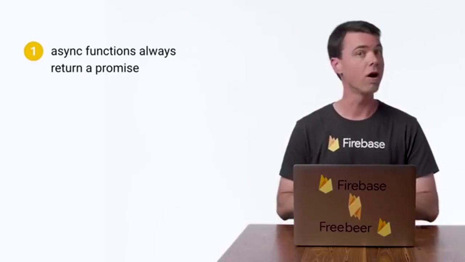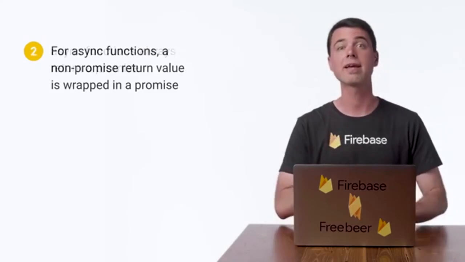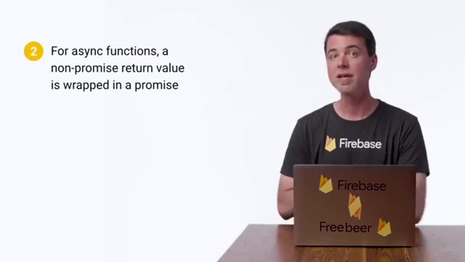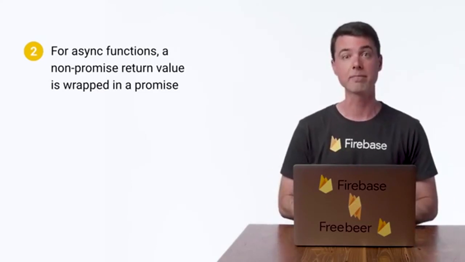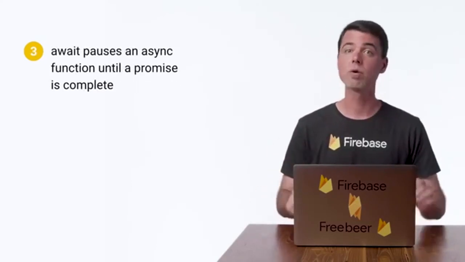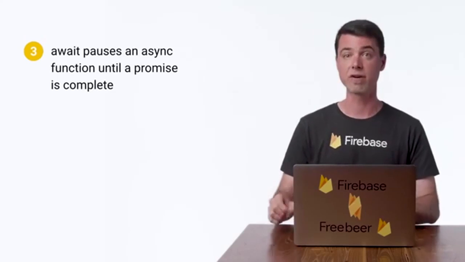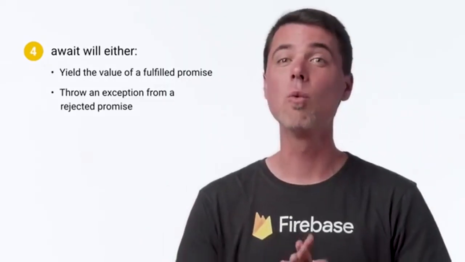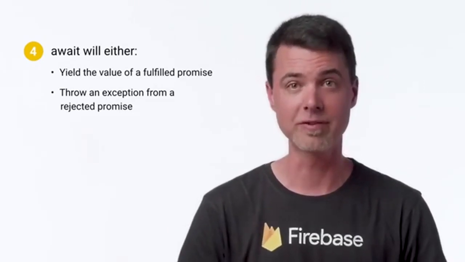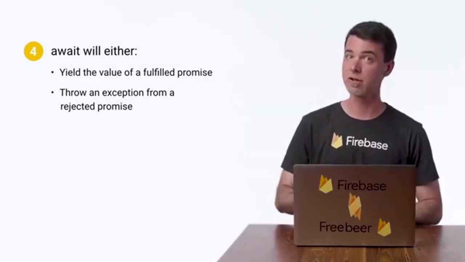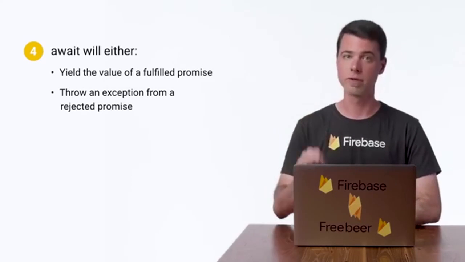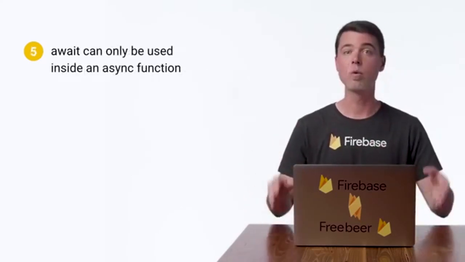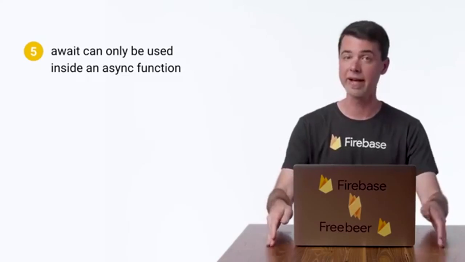The async keyword always returns a promise. Second, if the return value from inside an async function is not a promise, it'll be wrapped in one that resolves immediately. Third, the await keyword will pause the execution of an async function until a promise is complete. Fourth, await will do one of two things with the result of a promise. It'll either give you the result from a fulfilled promise or throw an exception from a rejected promise. Fifth and last, await is only valid for use inside an async function.